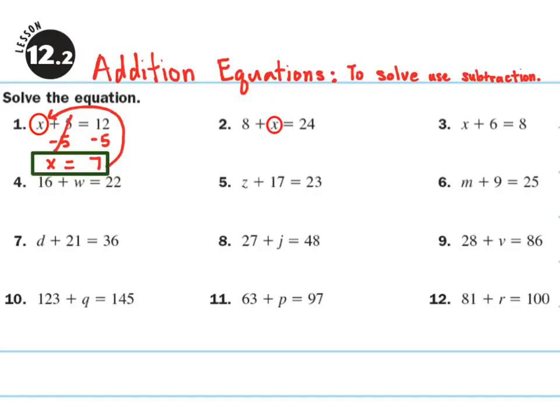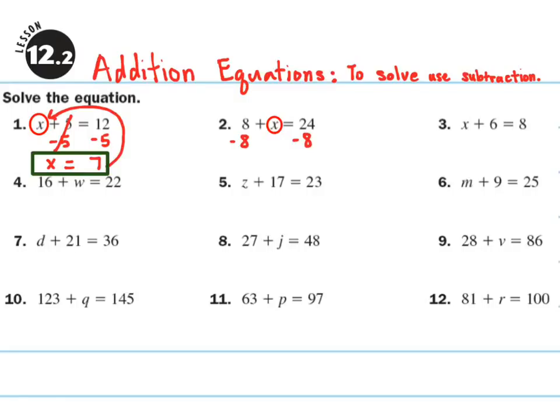Now we're going to start over once again. We identify where the variable is. On problem number 2, the variable is coming second, and we're still dealing with an addition equation. And so I subtract 8, or do the opposite of 8, which is a negative 8, from both sides. We're going to notice that we're subtracting 8 from both sides.